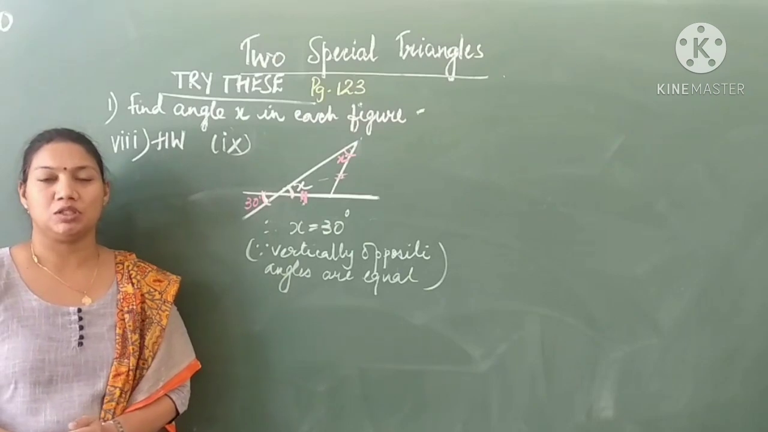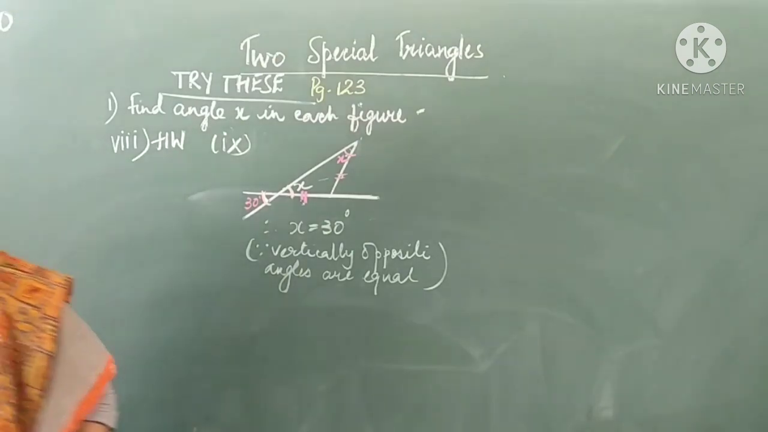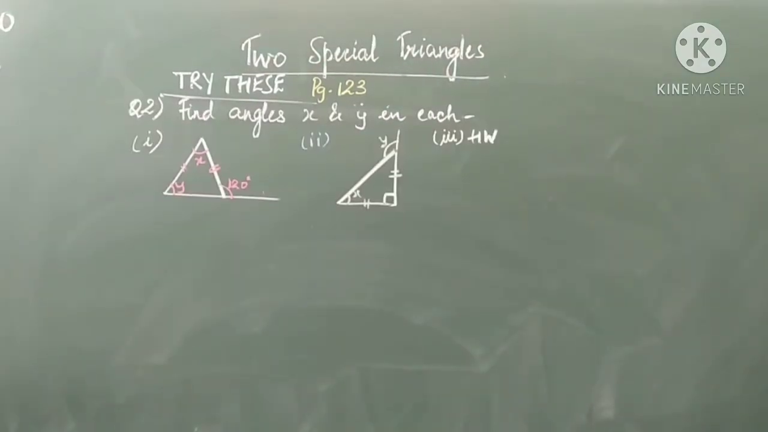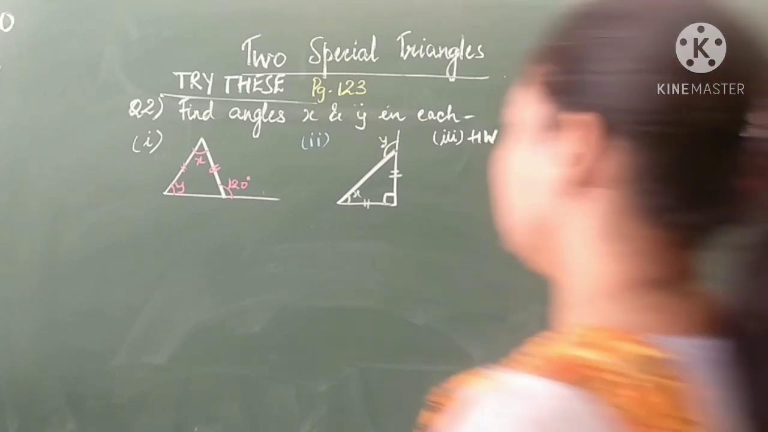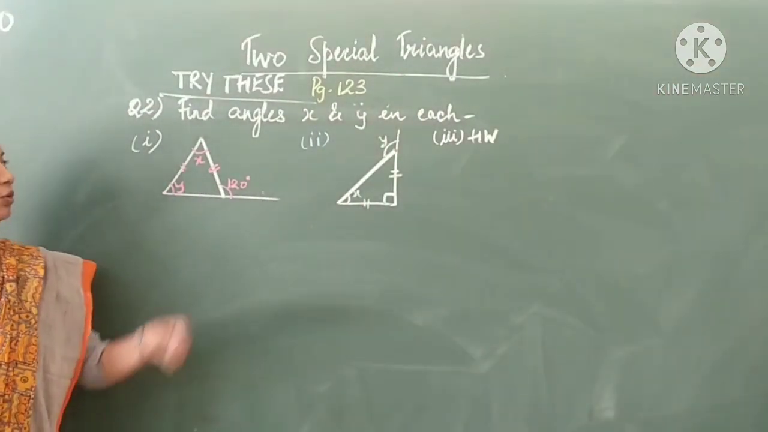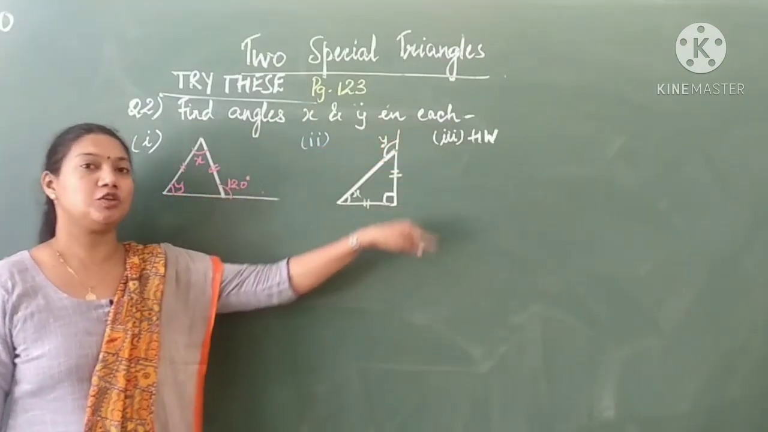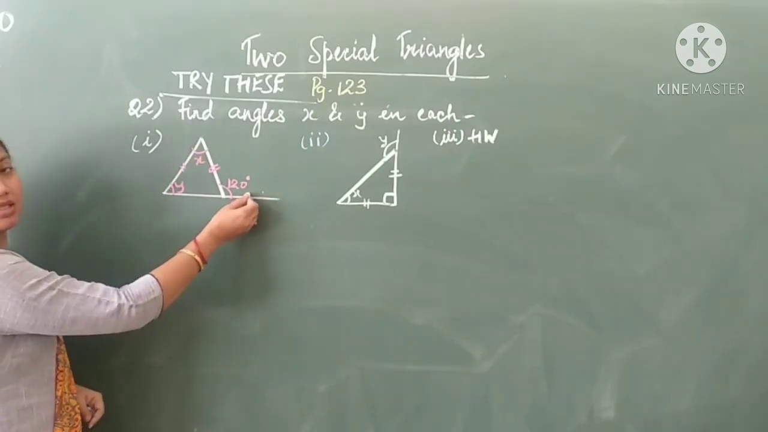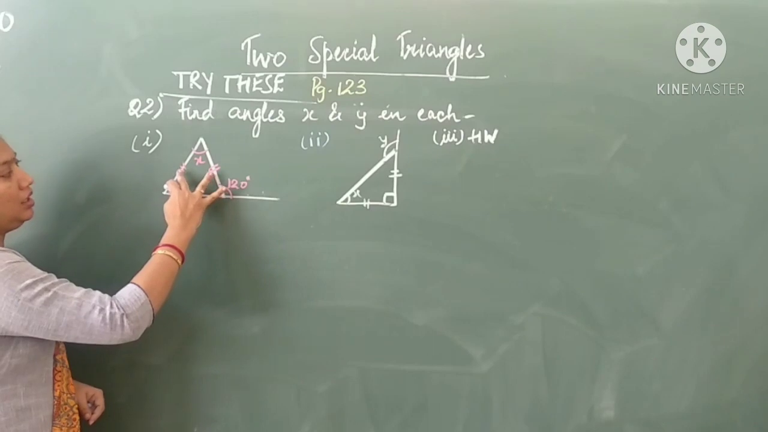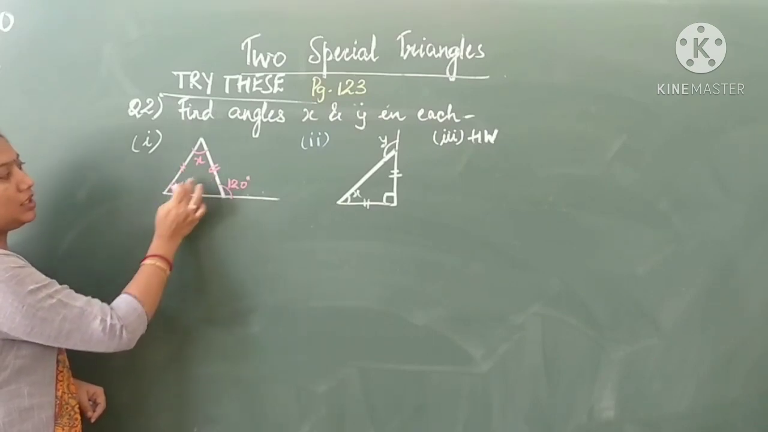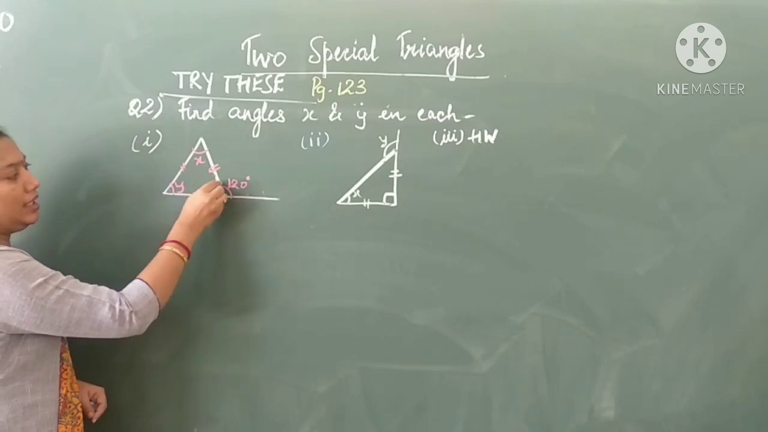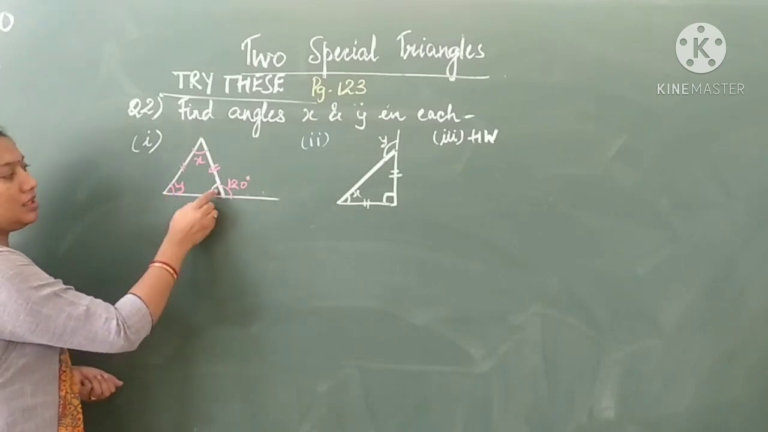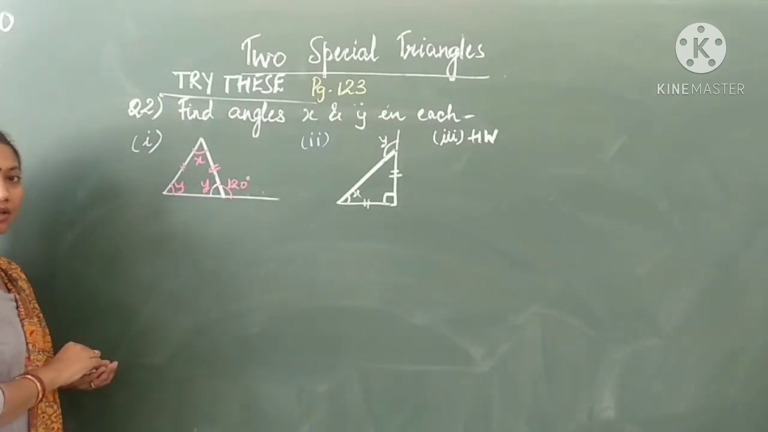Now moving on to the second question of try these. Question number 2, find angles x and y in each of the following figures. First figure is given to you where this is x, this is y and this is 120. These two sides are equal. It means the angles opposite to these sides are equal. So these two angles are equal. If this is y, this will also be y.